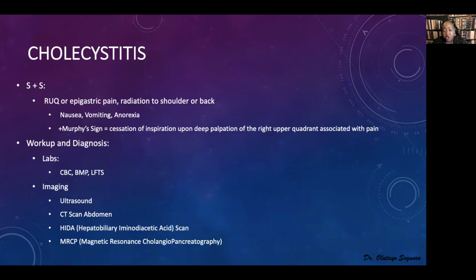A HIDA scan is usually obtained if the ultrasound or CT scan of the abdomen and pelvis was inconclusive for acute cholecystitis. An MRCP is an MRI that is sensitive to the hepatobiliary tree and can evaluate for multiple etiologies, particularly if there are any common bile duct obstructions or stones. It's usually not the first test.